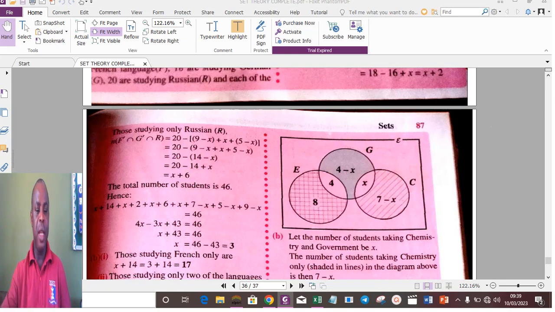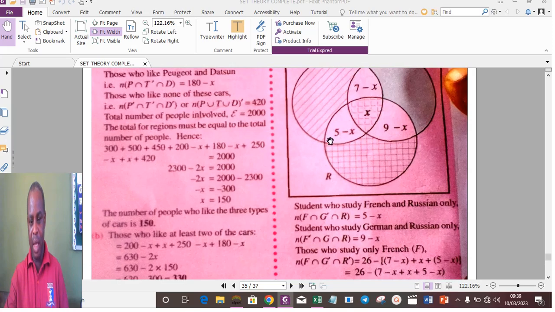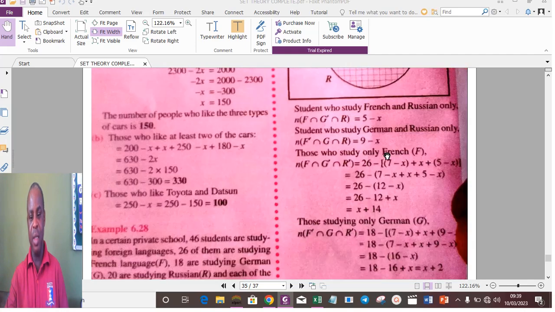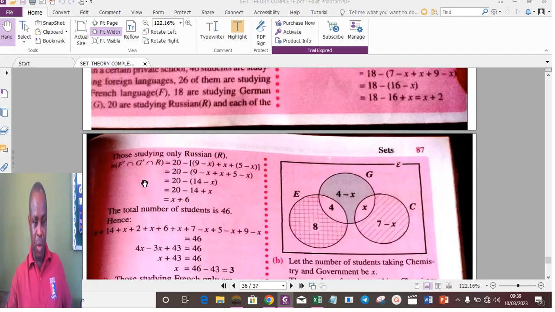So as we are saying, those who are studying Russia only, you add this together, 5 minus s plus 9 minus s, then you subtract it from 20. That is what we have here. And I would denote Russia only by putting a prime on F and on G, because this is Russia only. So if you want to use set notation, that will be R minus F minus G. So you get s plus 6.